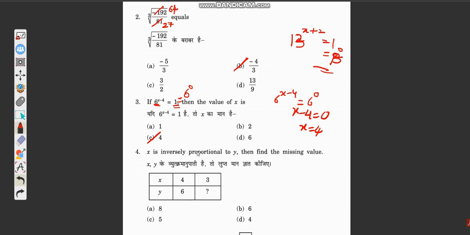Now x is inversely proportional to y. Then we come to know that xy equals a constant. Here we can use x1 y1 equal to x2 y2. x1 y1 means 4 into 6, and 3 into y2, which we don't know. So here directly you can cancel 3 ones, 3 twos. So what is left over? 2 into 4, 8 is the answer. Option A.